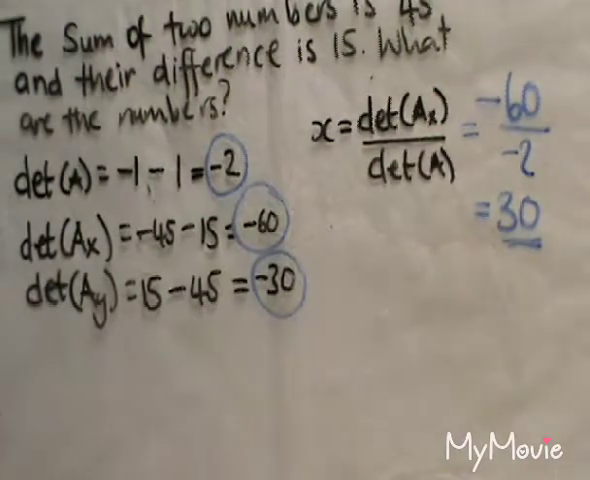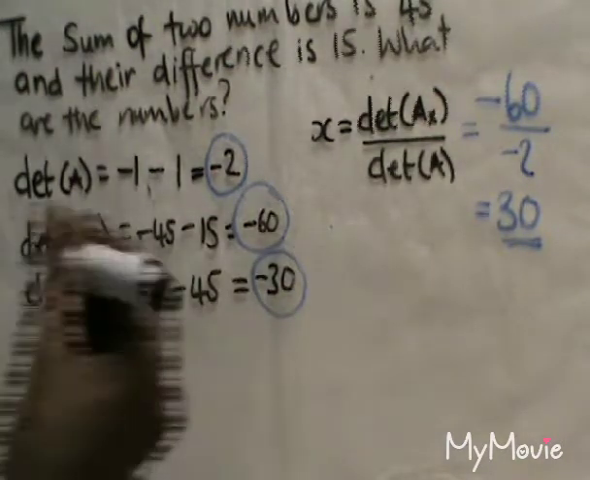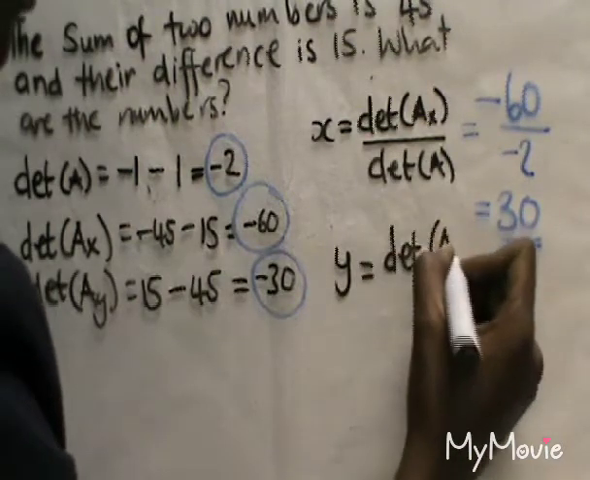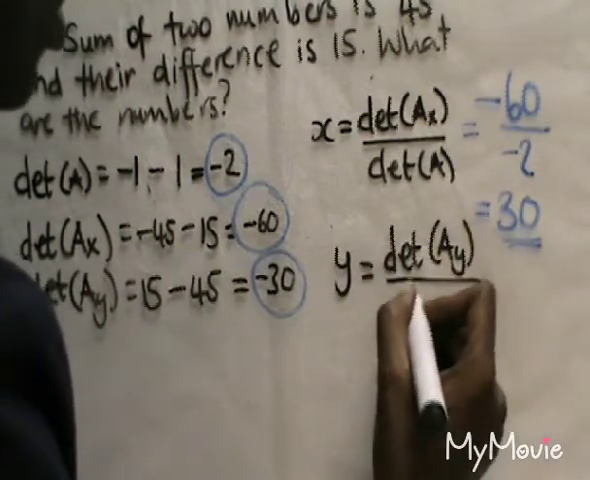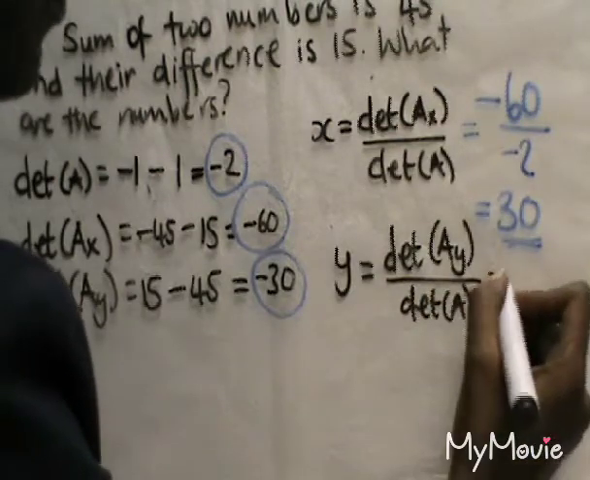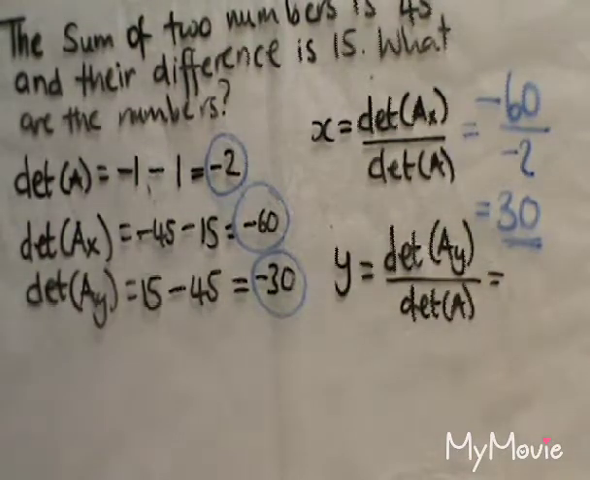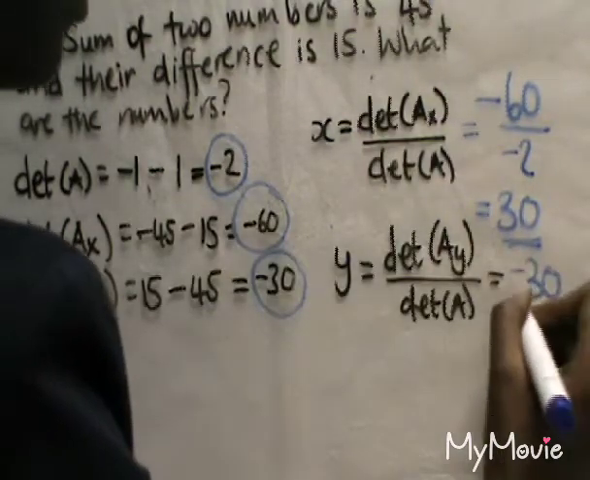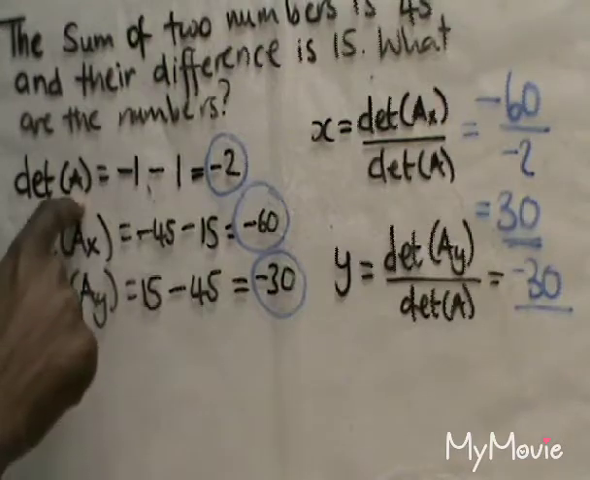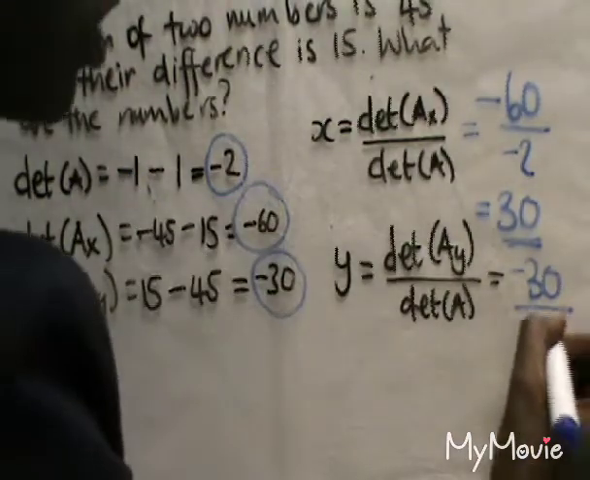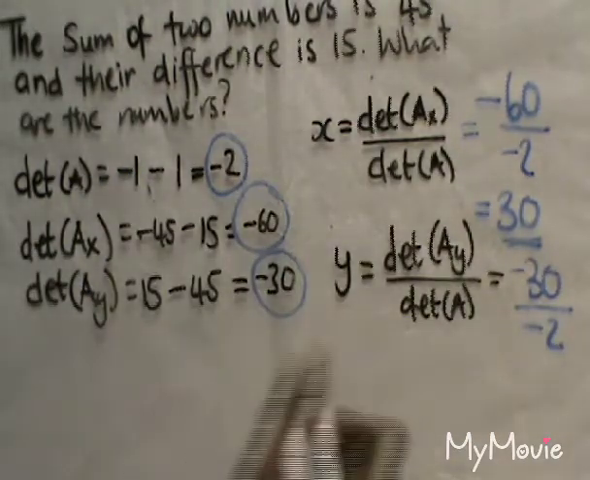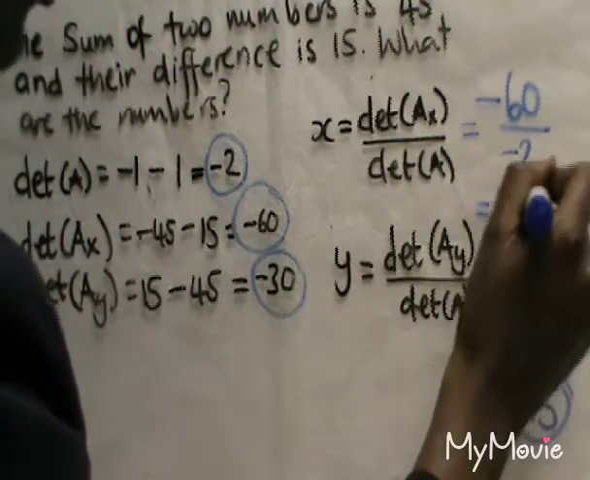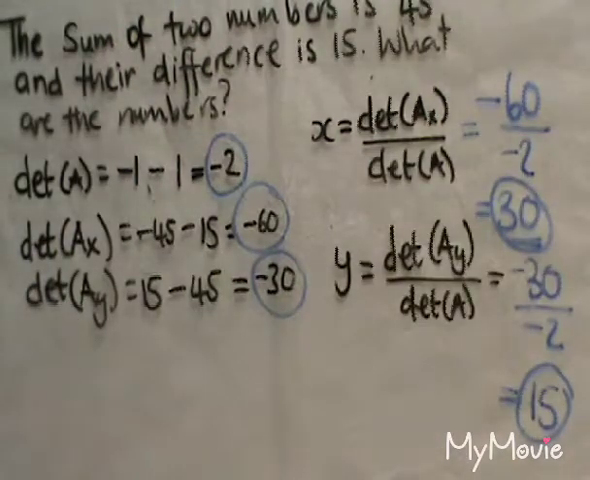Minus 60 divided by minus 2 is equal to positive 30. So x is 30. And then y, we said by Cramer's rule, is the determinant of AY over the determinant of A, and that is equal to minus 30 divided by the determinant of A, which is minus 2. So minus 30 divided by minus 2 is equal to positive 15. So here are my two solutions, 30 and 15.